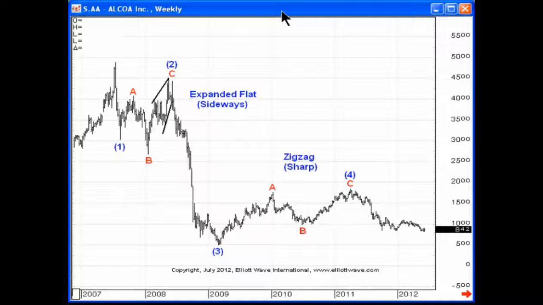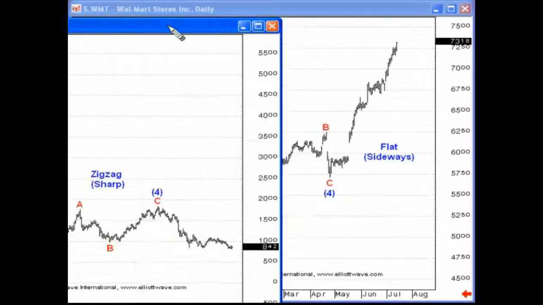In this instance, in Alcoa on the weekly price chart, what we have in the wave 2 position is a sideways correction. This is an expanded flat, which would argue, according to the guideline of alternation, that wave 4 will be a sharp correction, i.e. a zigzag, which indeed it was. Let's look at another example.